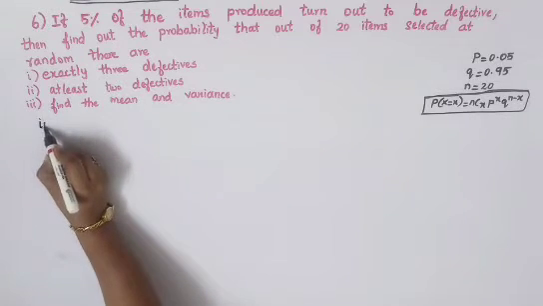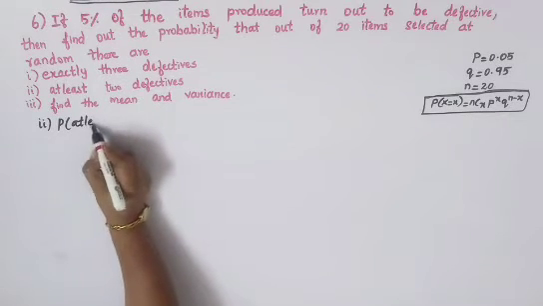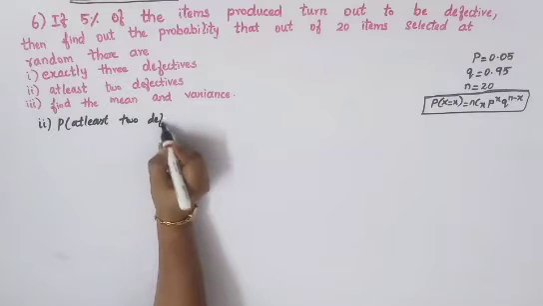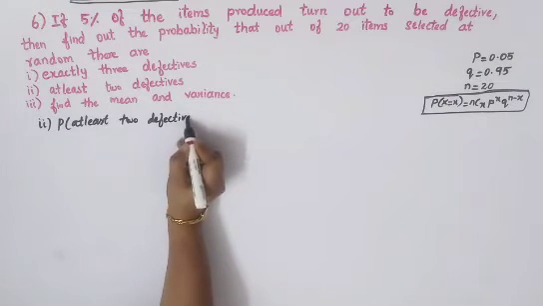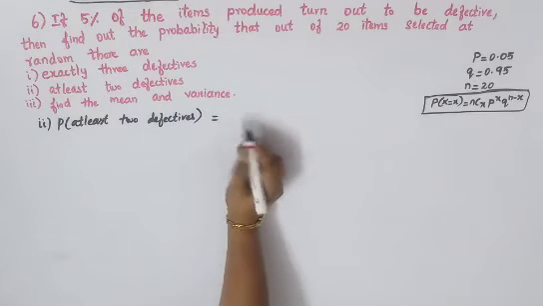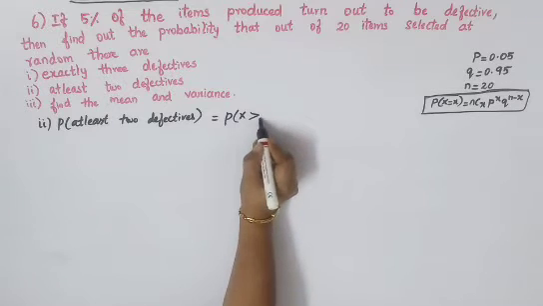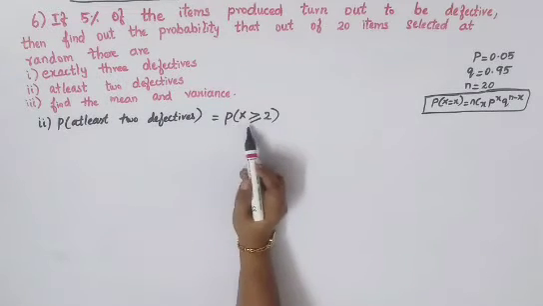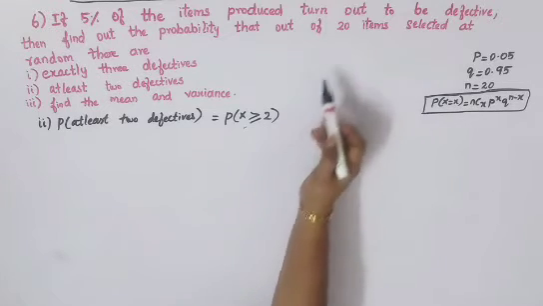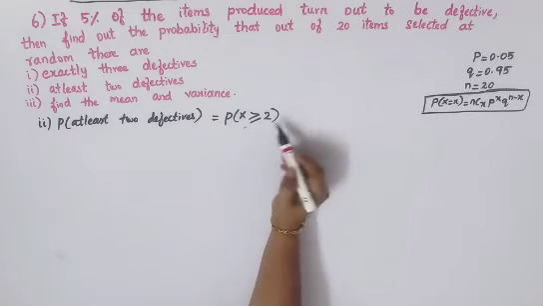So that is the probability of getting at least 2 defectives. At least means minimum 2, and 2 or more you can get. That is P of x greater than or equal to 2. In your binomial distribution they have given up to 20 items, so you have to go from 2 to 20. That will become a big sum.